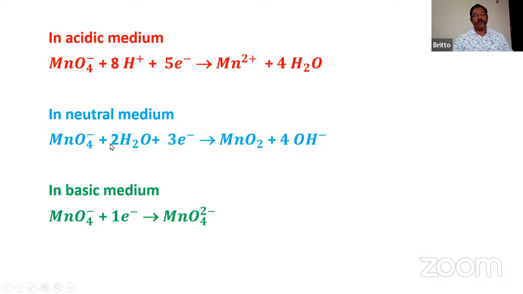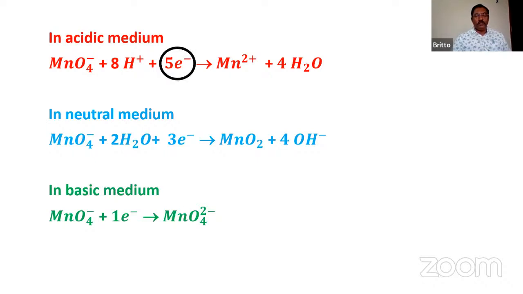So if you look at the left side, 2 H2O has 4 hydrogen and 2 oxygen. So 4 hydrogen and then 2 oxygen, and MnO4 has 4 oxygen, so total 6 oxygen. Now if you calculate on the right, MnO2 has 2 oxygen and here 4 oxygen, so the 6 oxygens match, balanced, and the 4 hydrogen also balanced, charge also balanced. Okay, this is in basic medium.